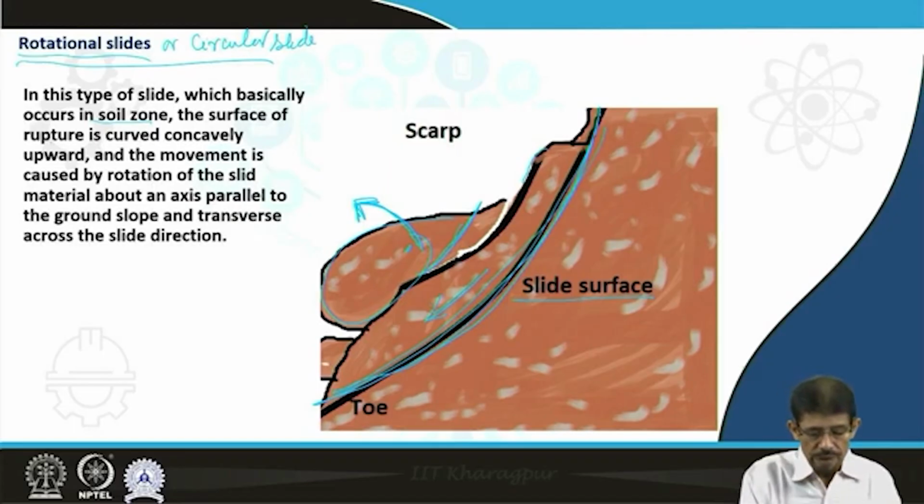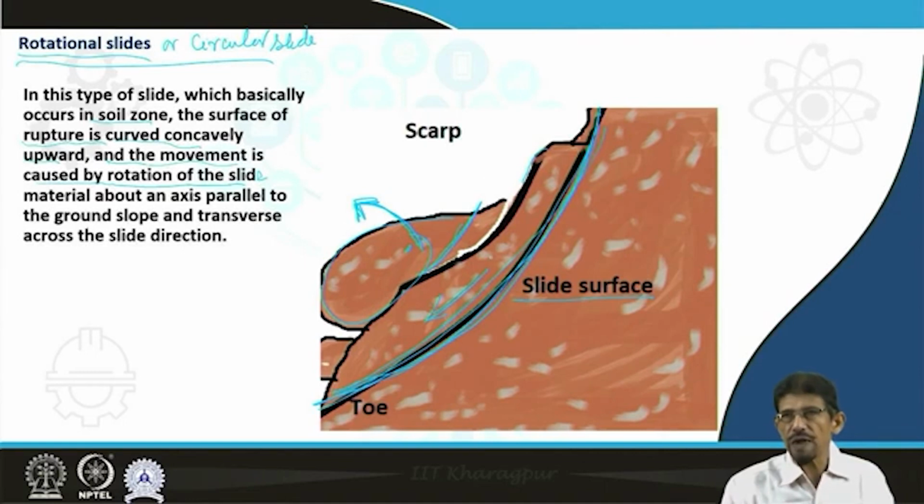The surface of rupture is curved concavely upward, and the movement is caused by rotation of the slide materials about an axis parallel to the ground slope and transverse across the slide direction. Because the potential slide surface is circular in nature, therefore we are recognizing it as a circular slide.